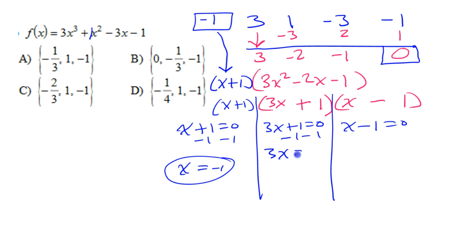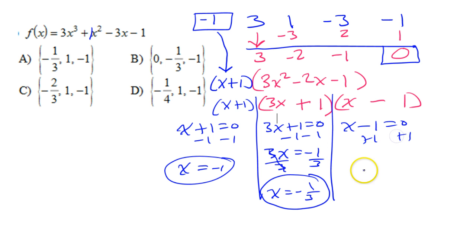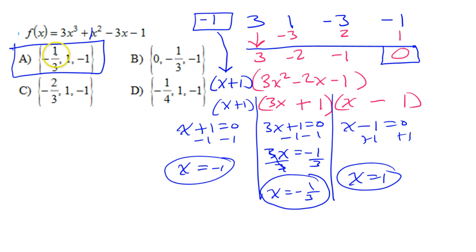So I've got 3x equals negative 1. If I divide by 3, that gives me x equals negative 1/3. Okay, and here I'll add 1, and that will give me x equals 1. So I have positive and negative 1, and I have negative 1/3. Okay, so that seems to be option A, positive negative 1 and negative 1/3. Now let's go back and solve this by grouping.